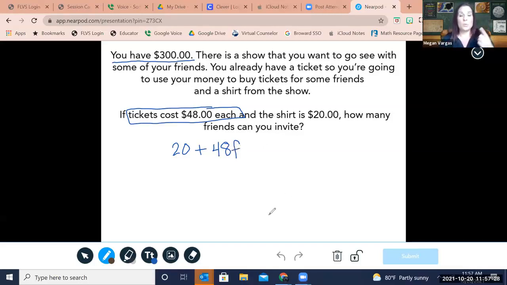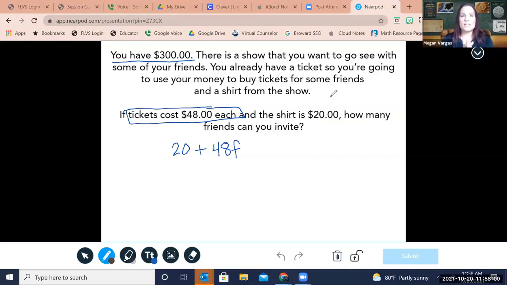If you invite one friend, it'd be 48 times 1. If you invite 2 friends, it'd be 48 times 2. 3 friends, 48 times 3. You get the picture, right? So however many friends you invite, you have to multiply that number by 48 because the tickets cost $48 each. Now, you only have, I say only, but it's a lot of money, you only have $300. That's your limit. So you cannot go over $300.